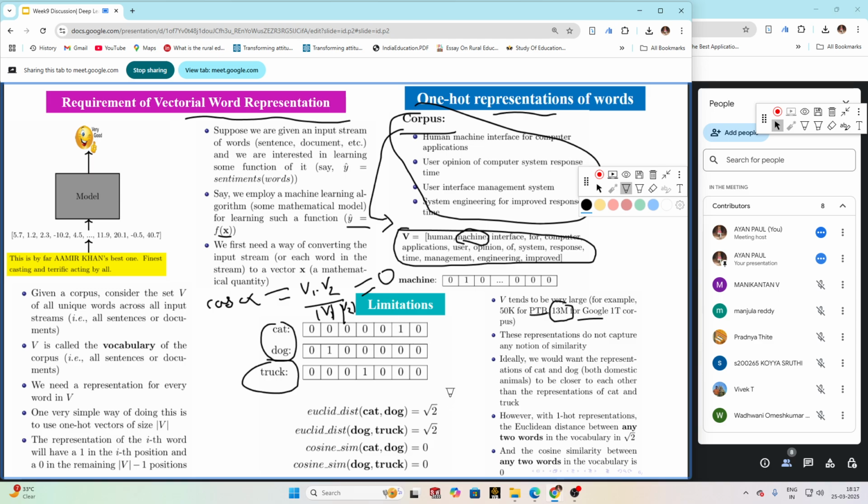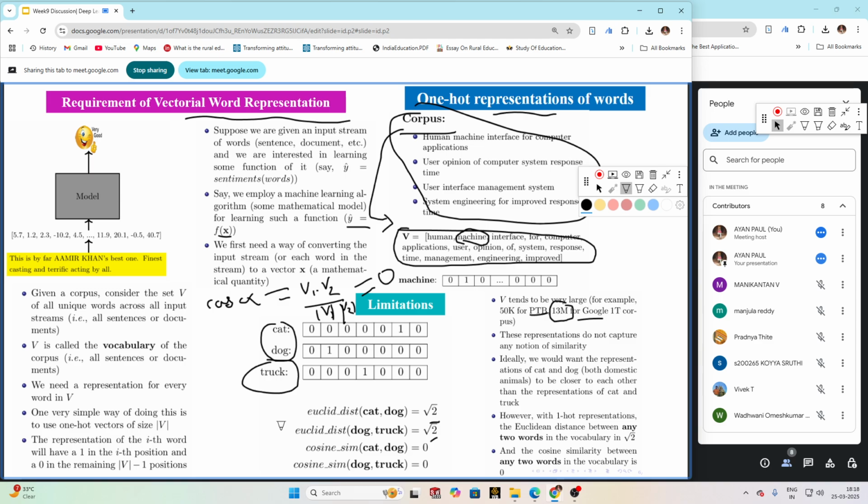Also, you can find the Euclidean distance between two words, and for any two words the Euclidean distance will always come to root 2. So with Euclidean distance and cosine similarity, we cannot find any similarity between words which are close to each other. Actually, the Euclidean distance between cat and dog should be less, and the Euclidean distance between dog and truck should be more. But in this one hot representation we cannot achieve this. All our Euclidean distances will be root 2, and all our cosine similarities between two words will be 0.